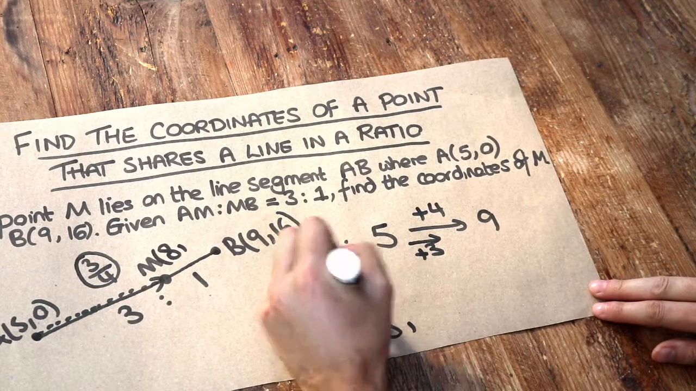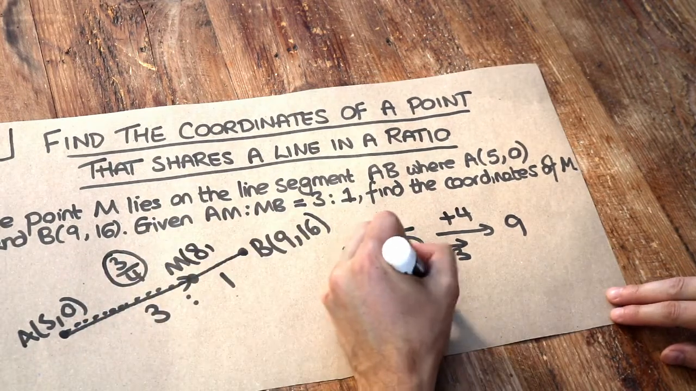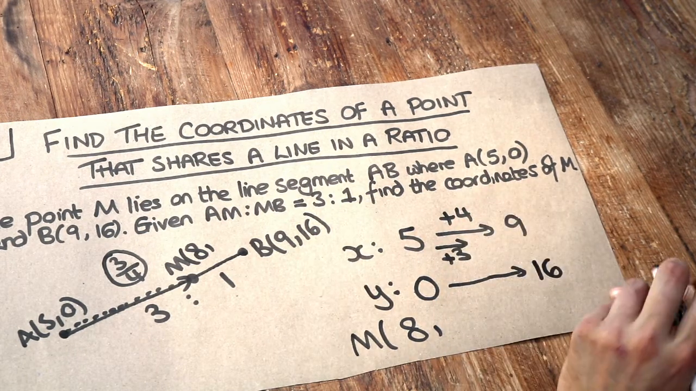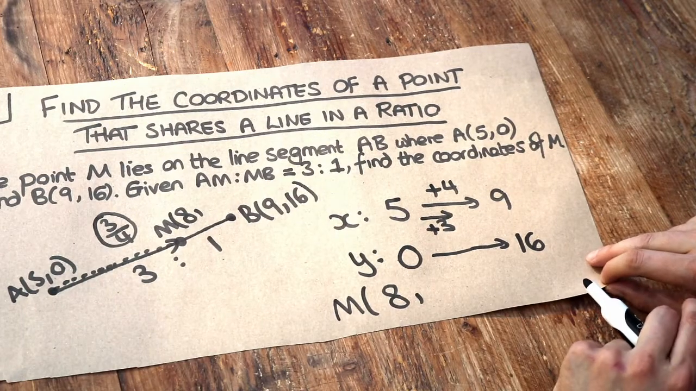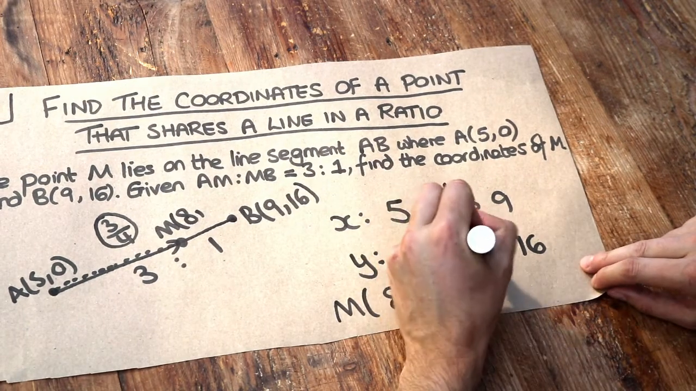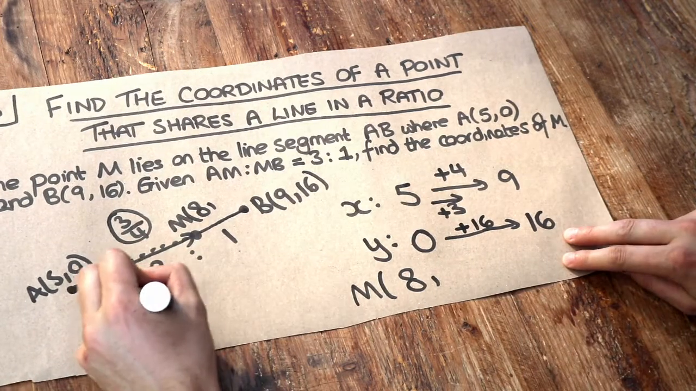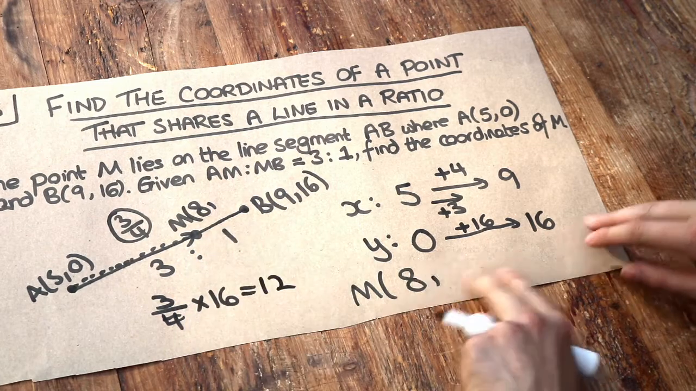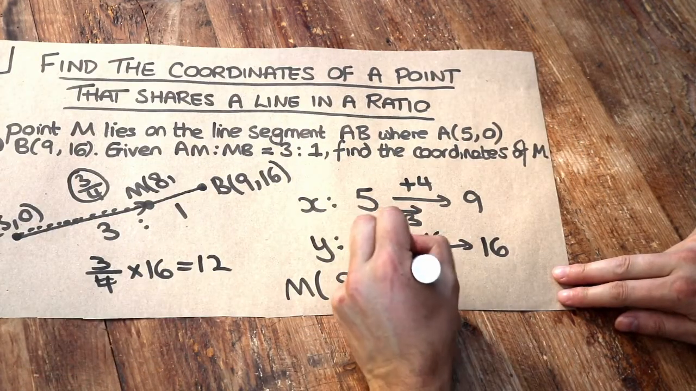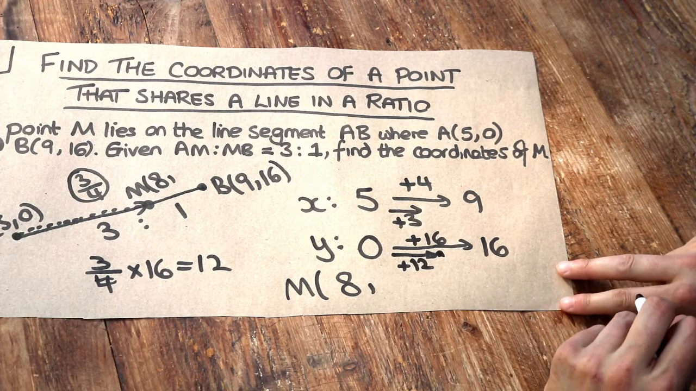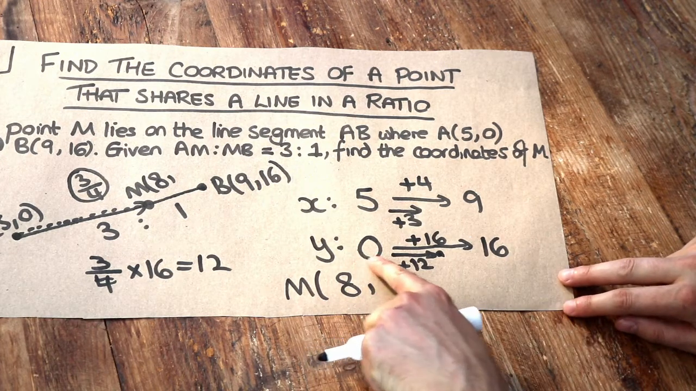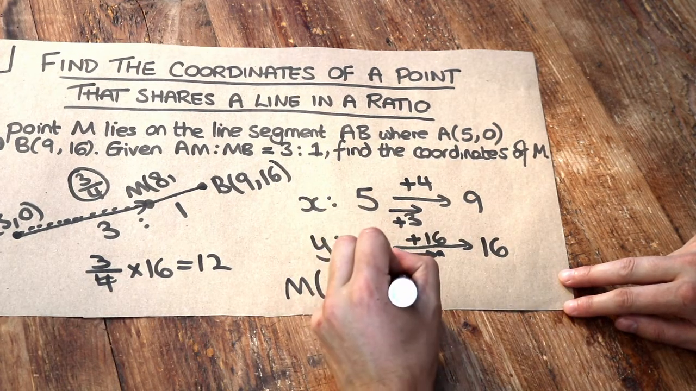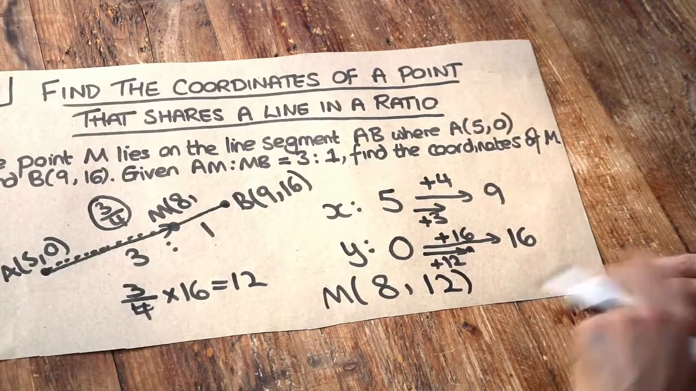Now let's do the same for the y value. The y value here is 0. We want to get to a y value of 16 when we're at B, but we only want to go 3/4 of the way along. Now in total, the y value is going up by 16. So if we do 3/4 of 16, we find that's equal to 12. And therefore, we only want to go 12 up to get to the point M. So we start at 0 and we go up 12, which is 3/4 of 16. We can see that the y value of M is going to be 12. And that's the final answer.